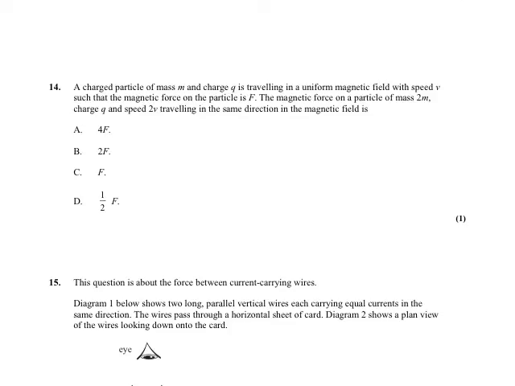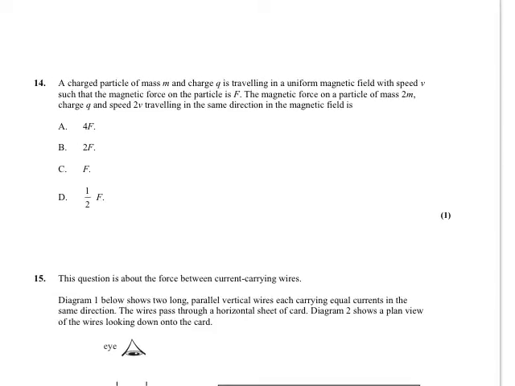Okay, a lot of information in this one. We have a charged particle of mass m and charge q travelling in a uniform magnetic field with a speed v. So the magnetic force is F. So we have F equals BQV. What would subsequently be the force if the mass is now 2m, the charge Q stays the same, and it's travelling twice as fast?